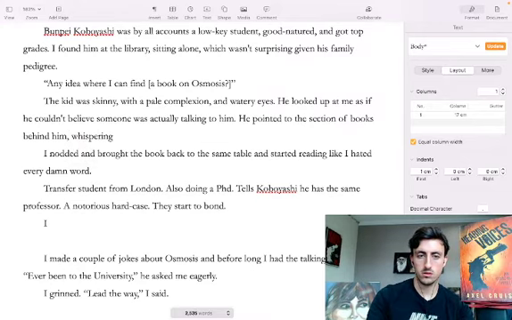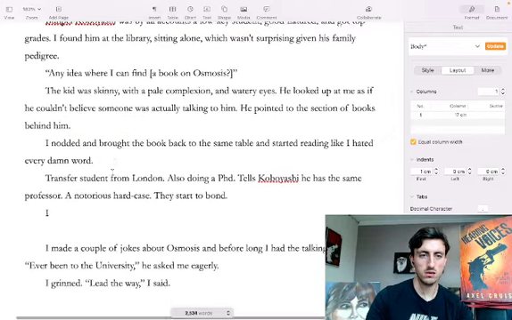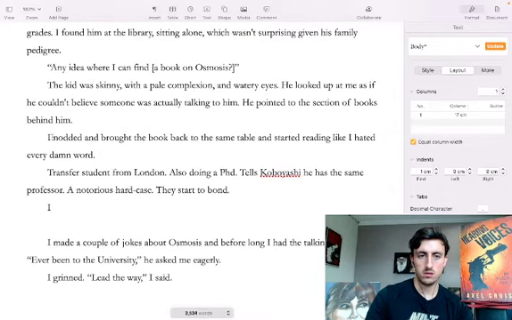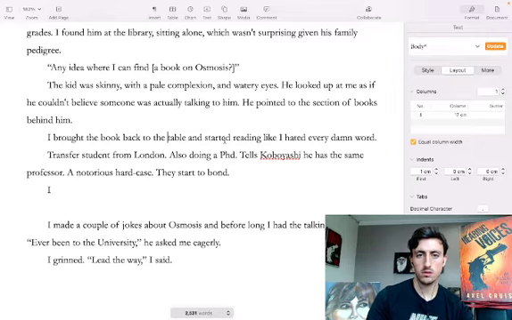Whispering. No, I'm not going to put that in. Okay, we don't need that bit. It's just useless. I brought the book back to the table, and started reading, like I hated every damn word.